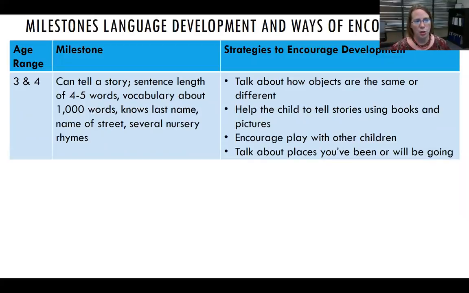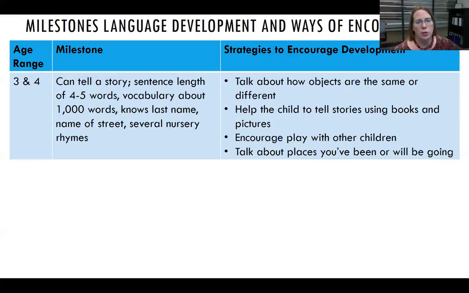In the age range of 3 to 4, some milestones are they can tell a story. They have a sentence length of about 4 to 5 words. They have a vocabulary of 1,000 words. They know their last name, the name of their street, and usually several nursery rhymes, which is always fun.